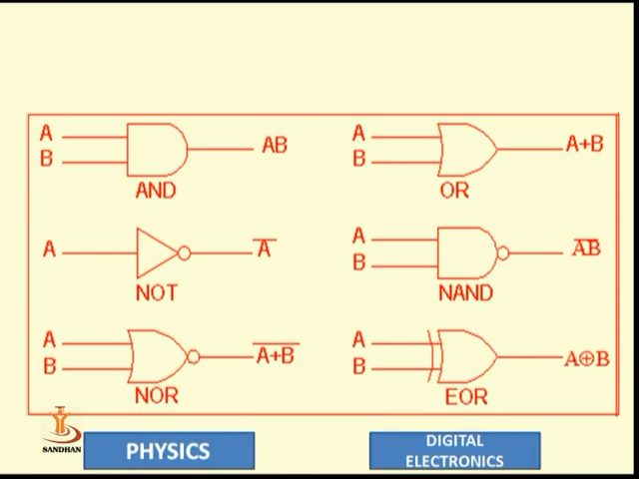These are all the gates that we had discussed. For example, the AND gate, the symbol of an AND gate is like this. If we give A and B as an input, output will be AB. In an OR gate, if we give A and B, output will be A plus B. In a NOT gate, input is A, so output will be A bar.